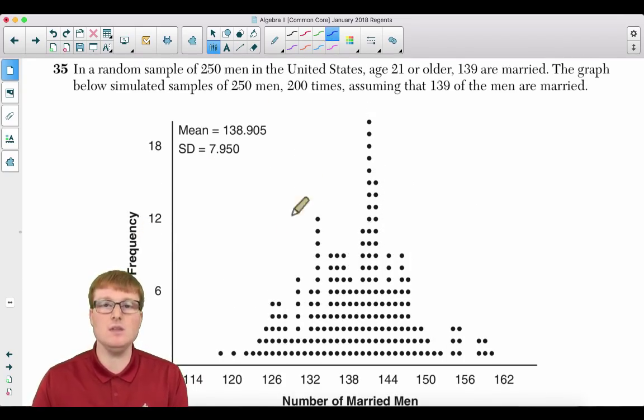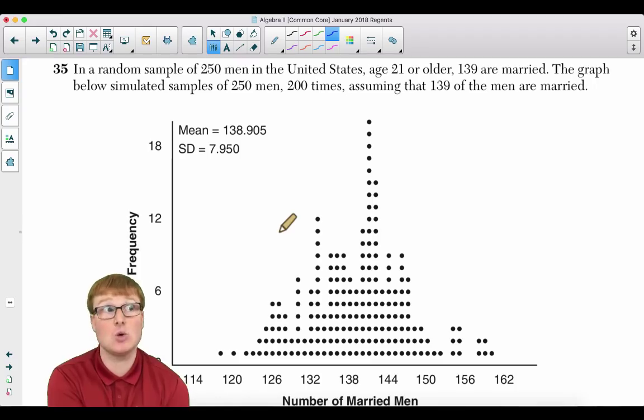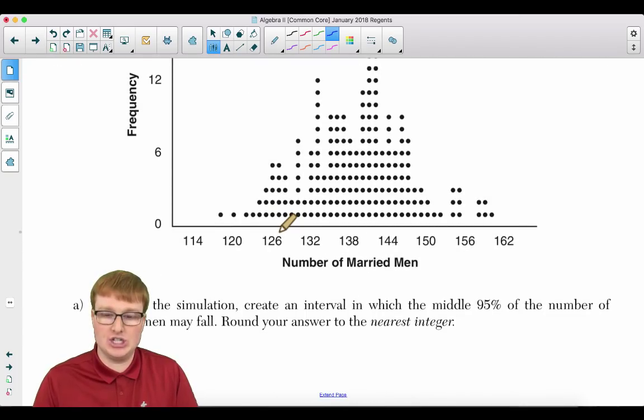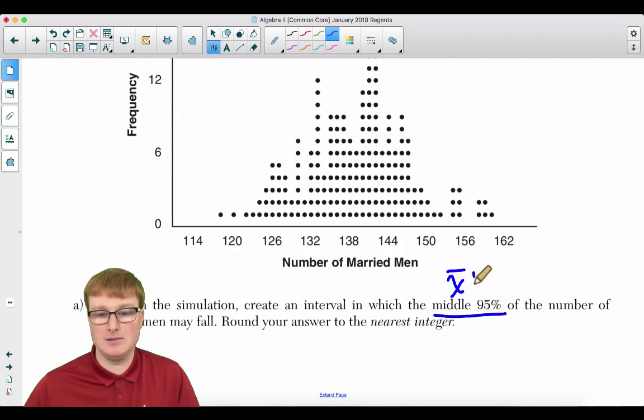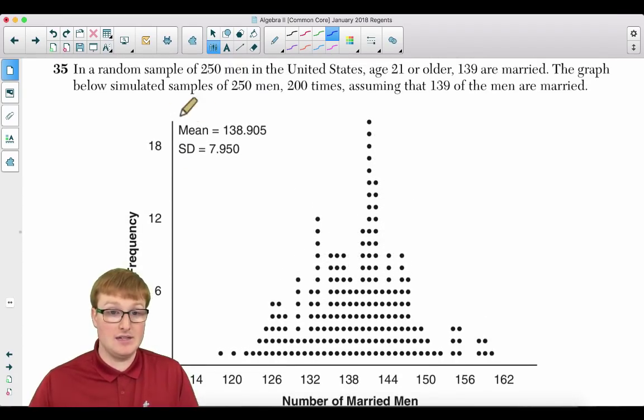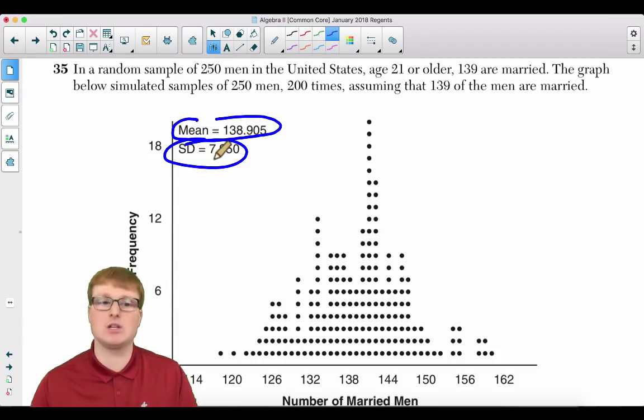So, I'm sorry. This question has appeared, I want to say, on every single Algebra 2 Regents exam. You should know by now that the middle 95% is the mean, plus or minus 2 standard deviations. That's important stuff. Now, they tell you that the mean is this. They tell you that the standard deviation is this. Let's go in and do it.